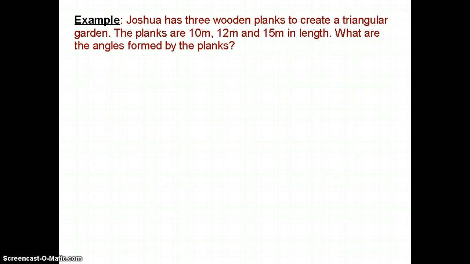So here's another one. Joshua has 3 wooden planks to create a triangular garden. Why do we talk about triangular gardens? Is there such a thing as triangular gardens? But the planks are 10, 12, and 15 in length. What are the angles formed? So 12, 10, and 15, and again I can put them anywhere I want. And because I don't have an opposite side and opposite angle, I'm going to have to start again with cosine law. But I'll let you finish that one up and then check the PDF to see if you got the right answer.